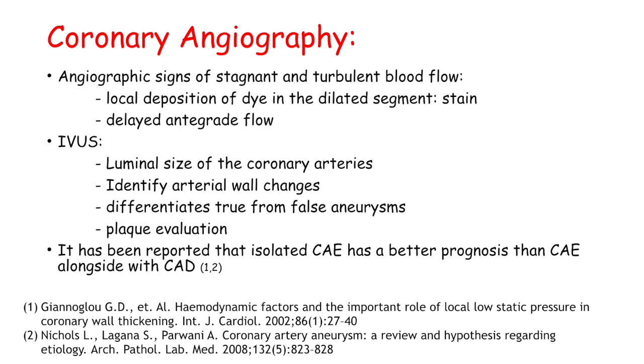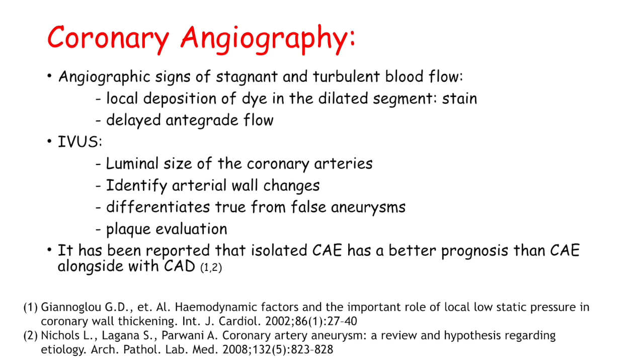When we do coronary angiography in these patients, we look for signs of ectasia, and the stain we see in these patients because of the sluggish flow. We need not to be fooled that that's a dissection, because many times we look at this stain and we confuse it with a dissection. So that would be another thing we need to differentiate when we look at these angiograms and make sure we don't have any dissection in these vessels. And there's always the delayed antegrade flow, the reduced flow in these patients.